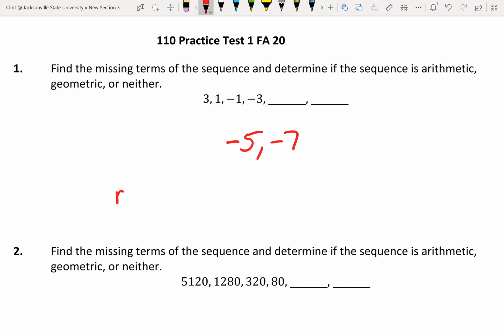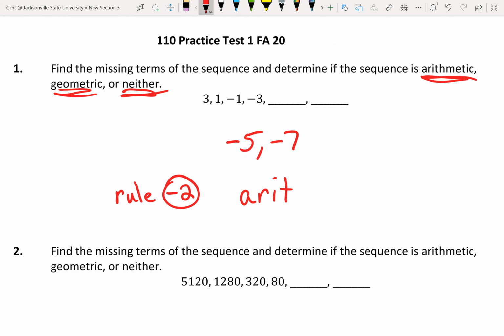So our rule here that we're subtracting 2, you don't have to write that down, but we do have to use that to determine if our sequence is arithmetic, geometric, or neither. Okay, so here, since we're subtracting some number over and over again, that means this is an arithmetic sequence. Okay.